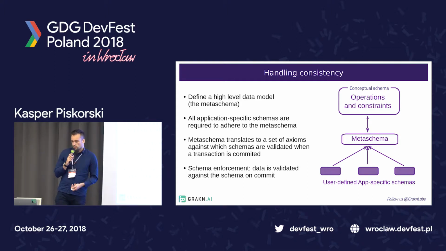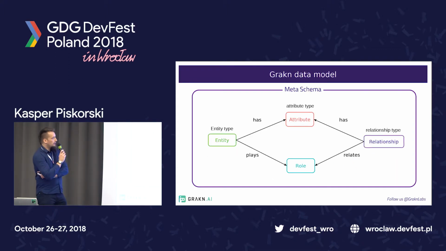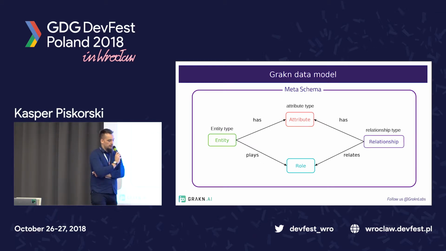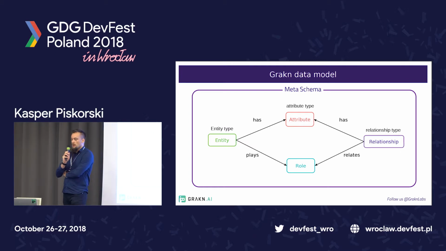So now let's look at how the model actually looks. So our meta schema, the schema of all schemas, is a collection of top-level concepts from which you derive all your application-specific types. So we differentiate three different types, being attributes, relationships, and entities. And all application-specific types need to be derived from these ones.